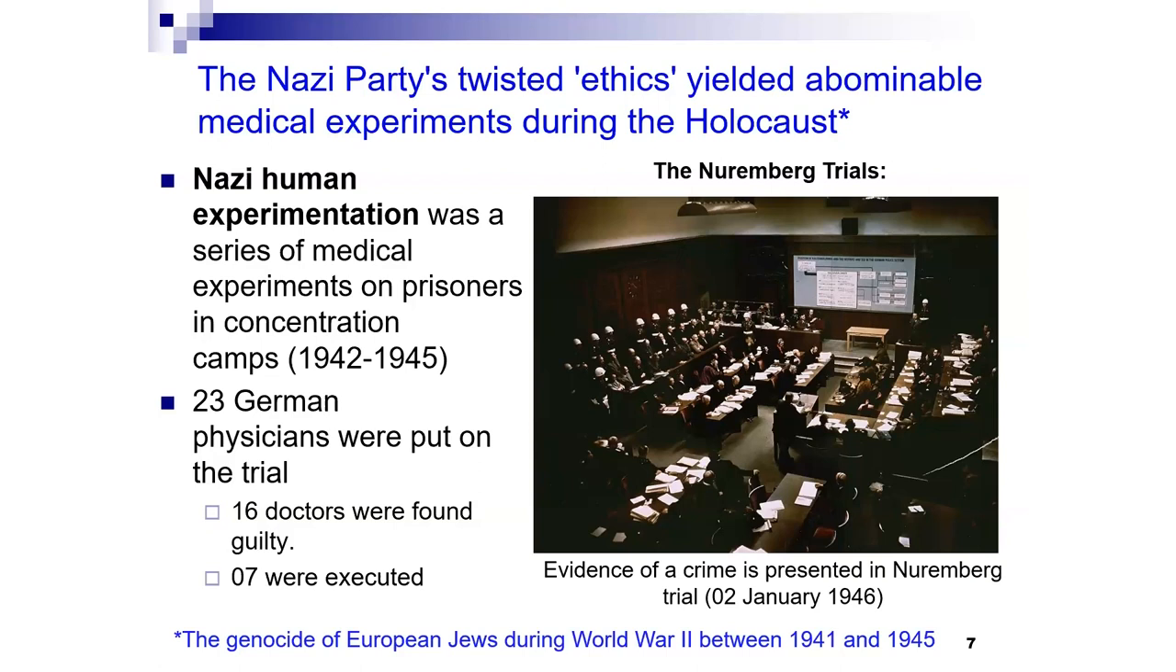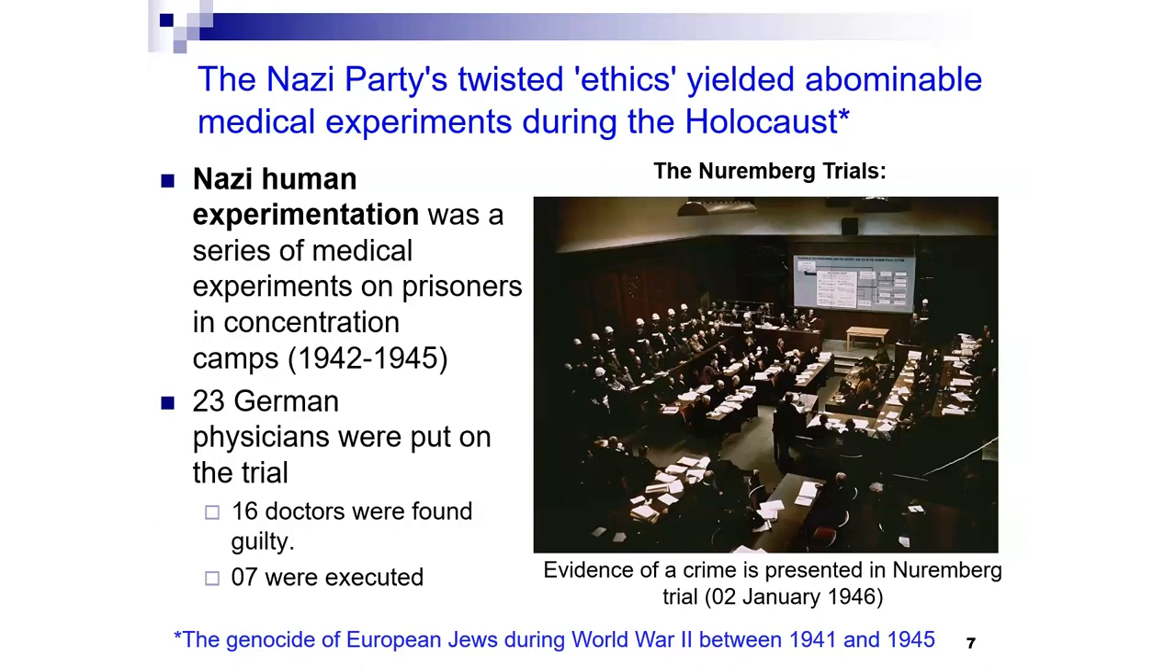And the Nuremberg trial, that was a trial after the World War, investigated, and 23 German physicians were charged and put on trial for crimes against humanity in the name of research. Those are labeled as twisted ethics in the abominable medical experiments during the Holocaust. And you know, the Holocaust is the genocide of European Jews during World War II that happened between 1941 and 1945.